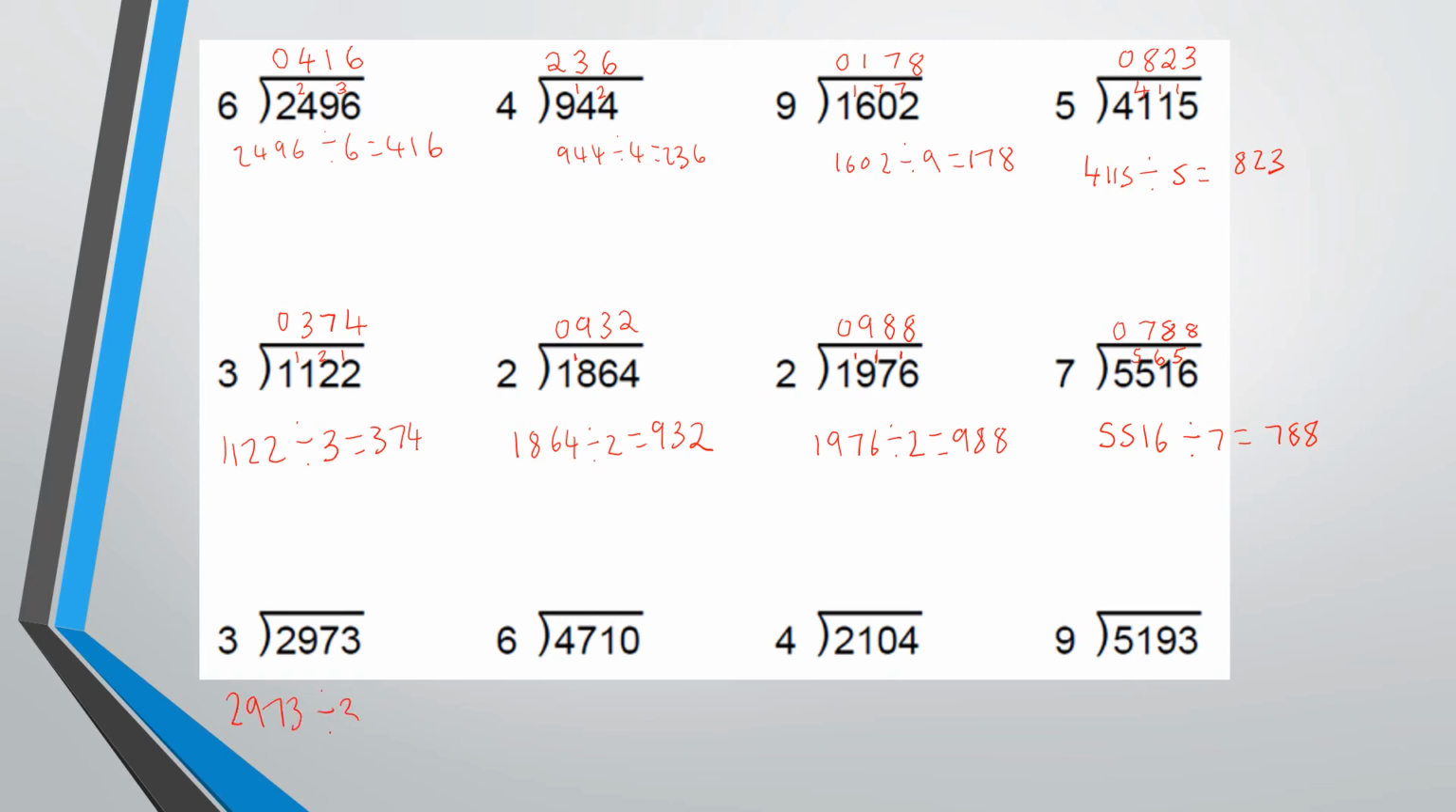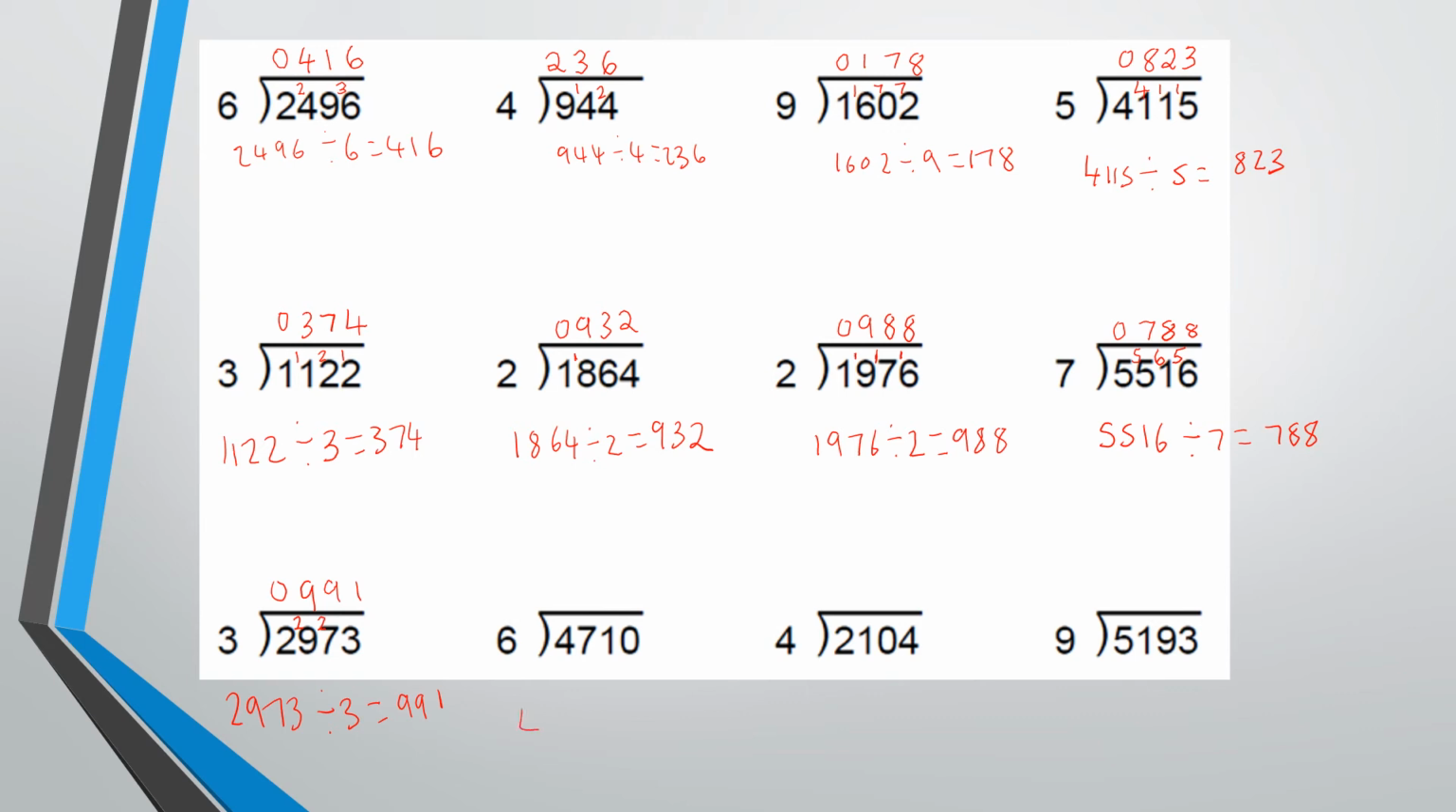Okay, next one we're doing 2973 divided by 3. So 3 won't go into 2, 3 will go into 29 9 times with 2 left over. 3 into 27 9 times again, 3 into 3 1, so 991.